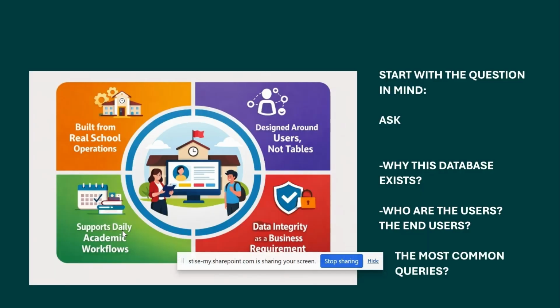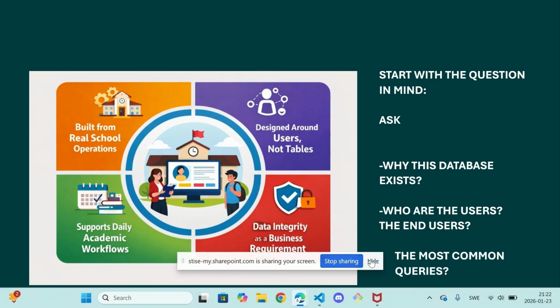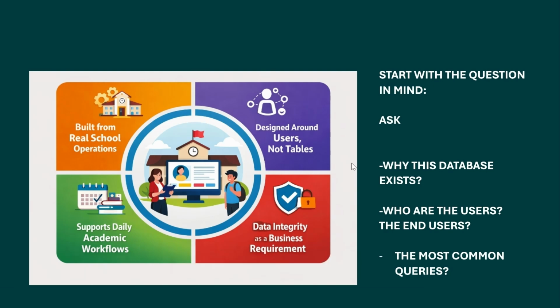So I started this project with a question in mind: why does this database exist, who are the end users, and what are the most common queries. So before designing any tables, when it comes to data modeling, it is important to look at how the stakeholder, or the school in this case, actually operates and what users do on a daily basis. So typical actions include adding students and staff, managing contracts, assigning classes, enrolling students, and updating statuses over time.